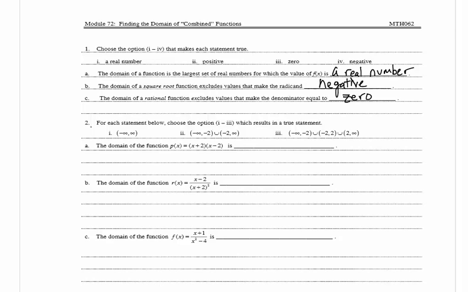In 2, it says, for each statement below, choose the option 1 through 3 which results in a true statement. The domain of the function p of x is equal to x plus 2 times x minus 2 is all real numbers because we have a polynomial, so we're going to have 1, negative infinity to infinity, which means that p of x is defined for all real values of x.